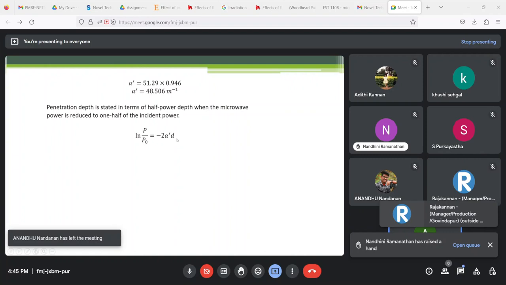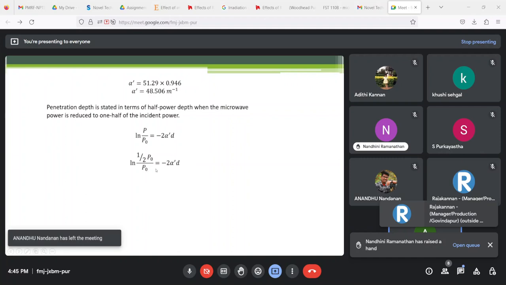I hope this is clear now. So half power depth is where it becomes half of P naught. So you're substituting P as half of P naught. P naught gets cancelled, and you will have ln of half on this side. And alpha dash is what you calculated before, which is the attenuation factor. And you need to find out what is the half power depth, which is D here.